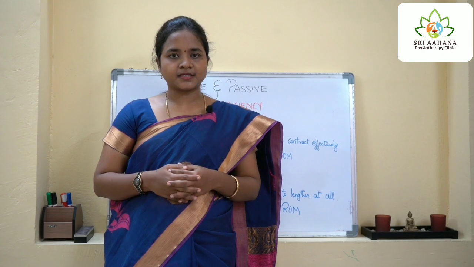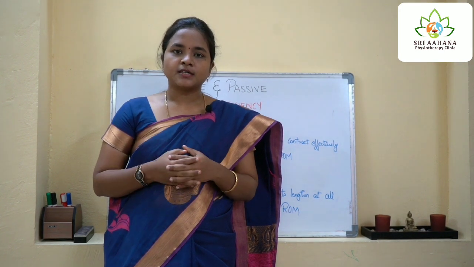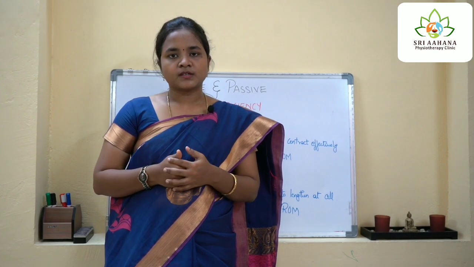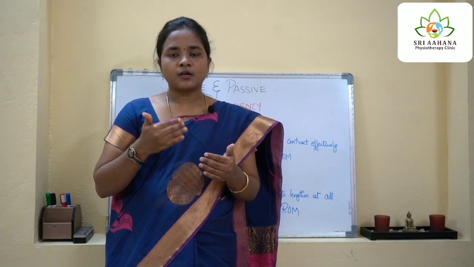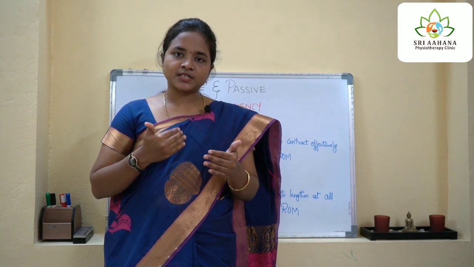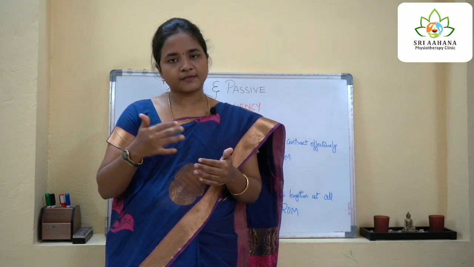Active insufficiency is nothing but the reduced ability of a multi-joint muscle to contract effectively at all the joints it passes through. So what happens is, when it consecutively passes through many joints, its ability to contract will diminish. So the range of motion in the consecutive joints will be affected.